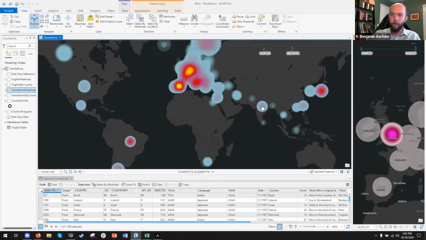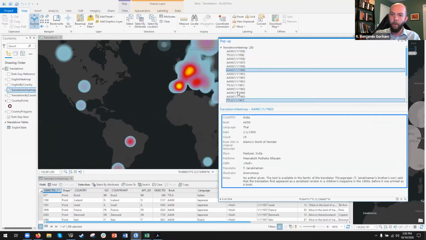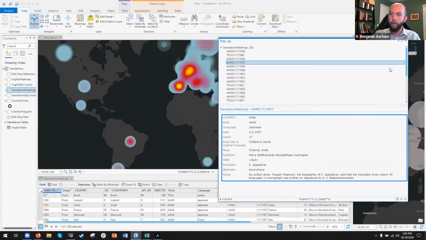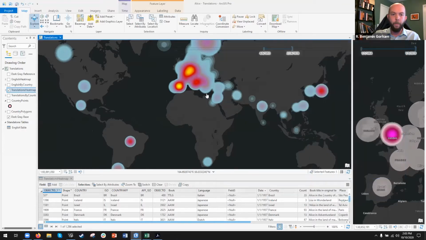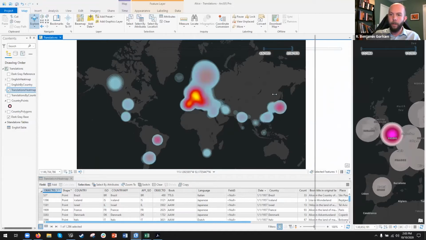which we'll see right here as well. So lots of publications happening in India here. We can get information about each of these, their illustrators, their publishers, the language of that edition, that sort of thing. And with GIS, we can label or layer all of this data in multiple different ways.